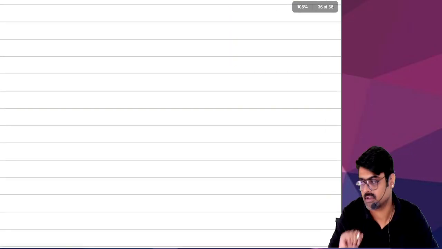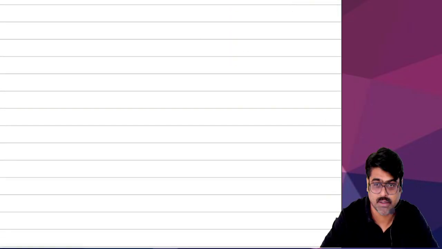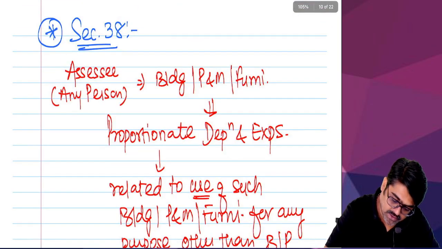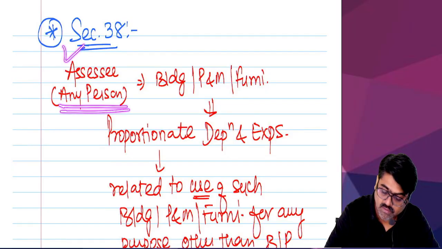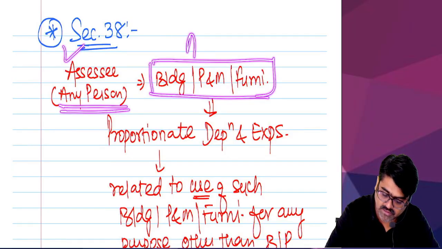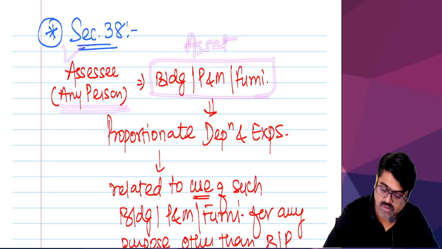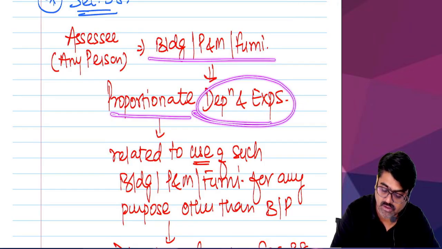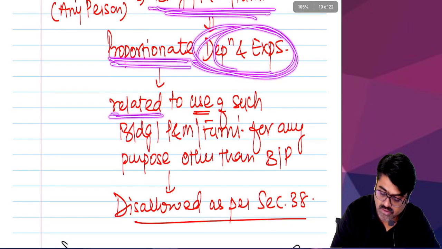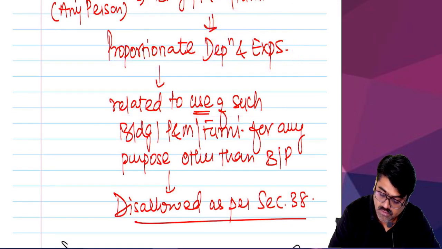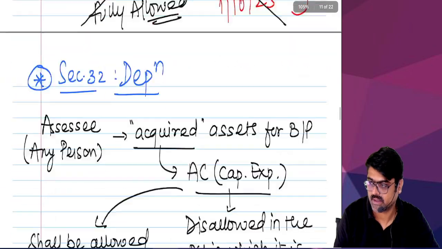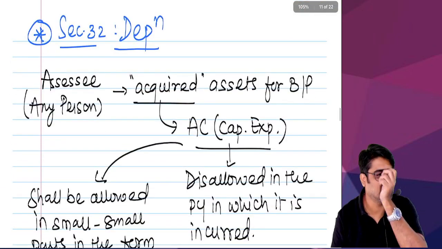Now comes my favorite section. Section number 32. Depreciation. Shall we? Okay. So see, this was section 38. Done. The assessee is any person using building, plant and machinery, furniture, any asset for the purpose of business or profession. But proportionate depreciation and expenses on these assets, which is related to use of such asset for any purpose other than business or profession, shall be disallowed under section 38. I've already given that. Okay. Now let's come to section 32.